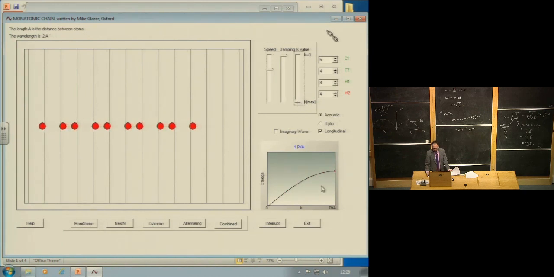When you get to pi over a, this point here, you can see that every other mass is going in the opposite direction. And if you think about it for a while, you'll realize that there's a good reason why this is the highest frequency that you can possibly get, that you can't do any better than having every other mass opposing its neighbor. If you want to get really high compression or high frequency, this is the highest frequency you could possibly get.